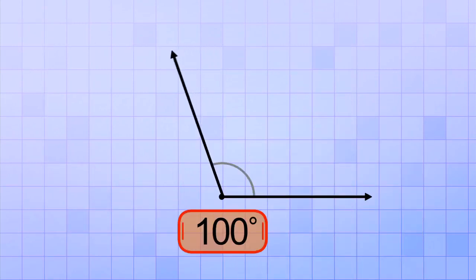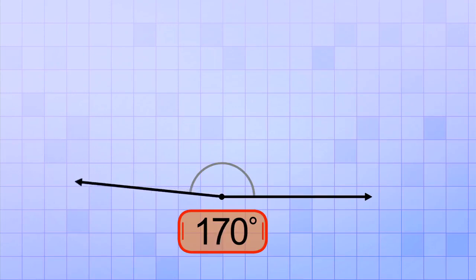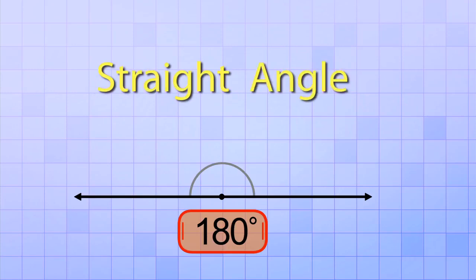100 degrees, 110, 120, 130, 140, 150, 160, 170, and 180. Aha! Does this look familiar? Yep, it's a straight angle like we learned about in the last video. The rays point in exactly opposite directions, and the angle they form is 180 degrees. And that's also a really important angle measurement to memorize.